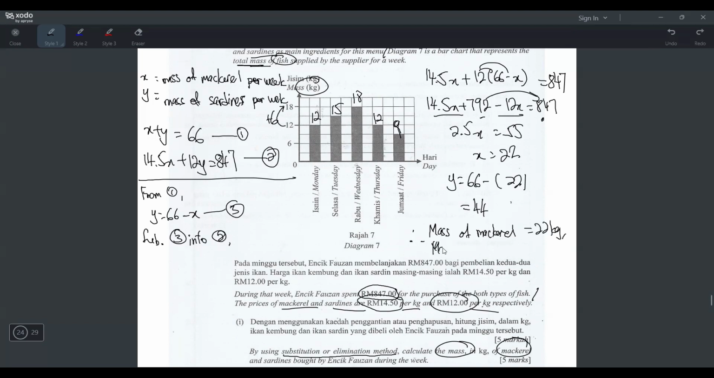And then the other one is mass of sardine. So, mass of sardine is y, and what did you get for y just now? 44 kg, right? So remember to write this line, because they give marks here. So you have to write like this. You cannot write x equals, y equals. Don't write like that. Because if you write like that, nobody knows what the xy represents. You need to write what the xy really represents. So for this case, it is the mass of mackerel, mass of sardine.